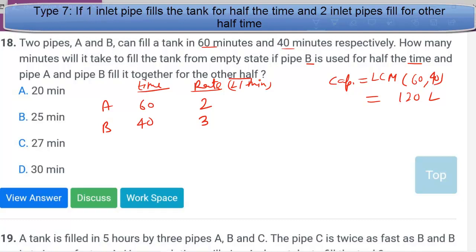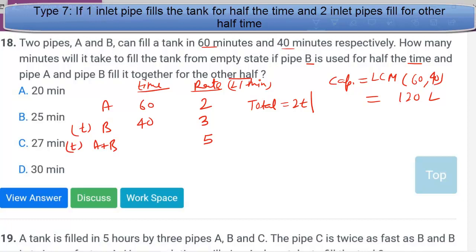So you can think, if the total time I am assuming is 2t, then A is used for half the time, and A plus B, if they combine, they will fill 3 plus 2, that means 5 liter per minute, is used for the other half, and the total time is 2t.